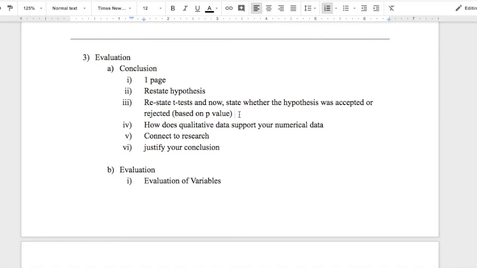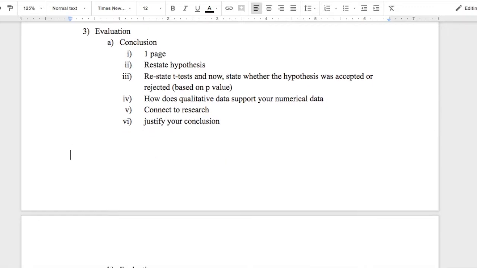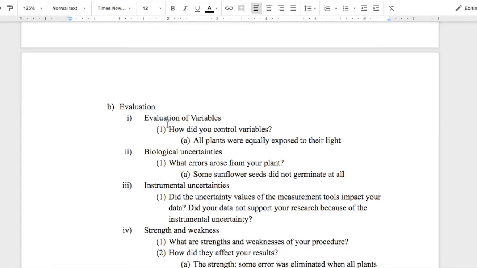If p-value is greater than 0.05, you must refute your hypothesis. That shows that your IV did not lead to the DV. You should also support your conclusion with qualitative data and your numerical data. It's a good idea to also connect to research from your background information section, and that's a way to justify your conclusion. Now, in the evaluation section, you will evaluate the strengths and weaknesses of your experiment.